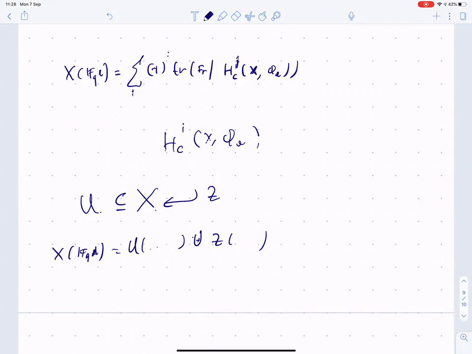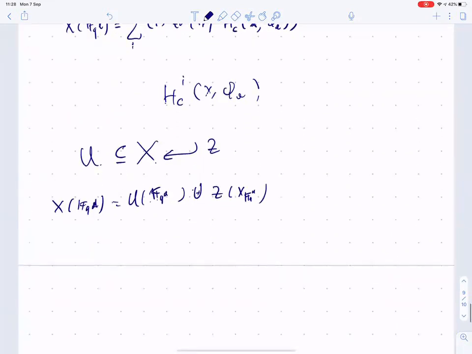So this is one very important maneuver, the ability to decompose a variety into an open part and a closed part. This is something that doesn't destroy smoothness, but in general does destroy properness. You made a hole, you punctured your thing, which is closed.